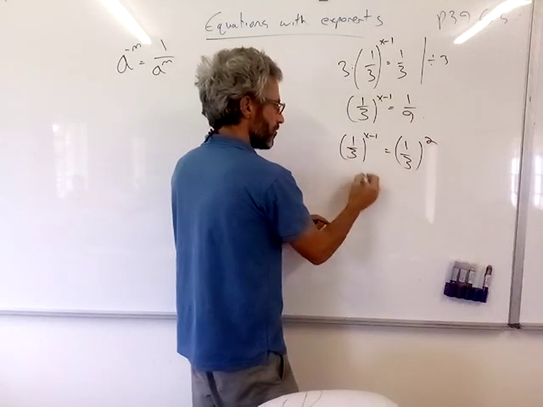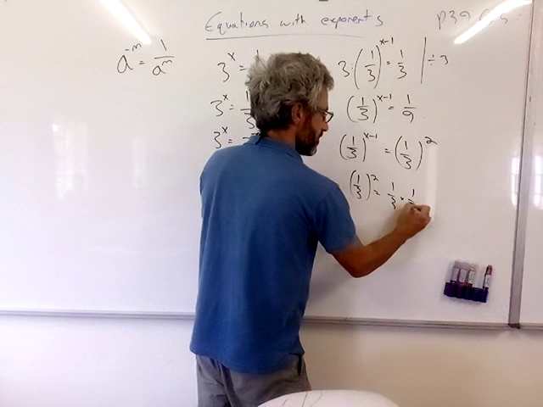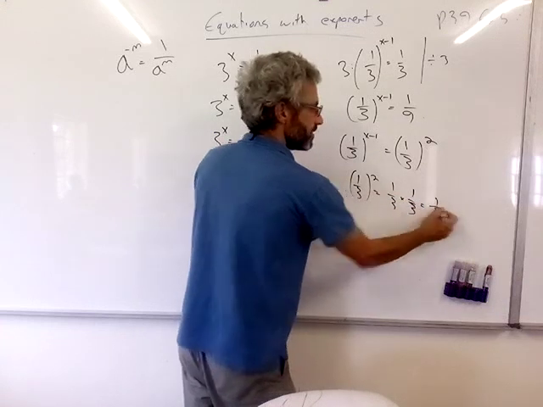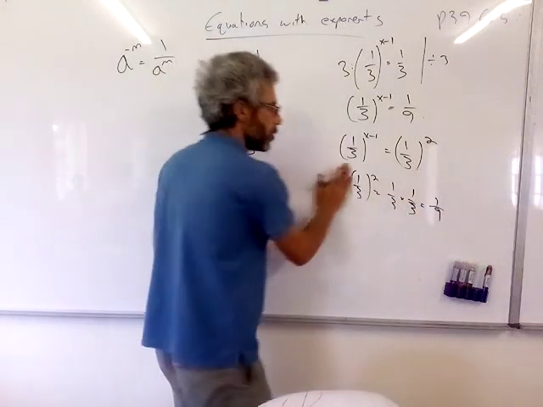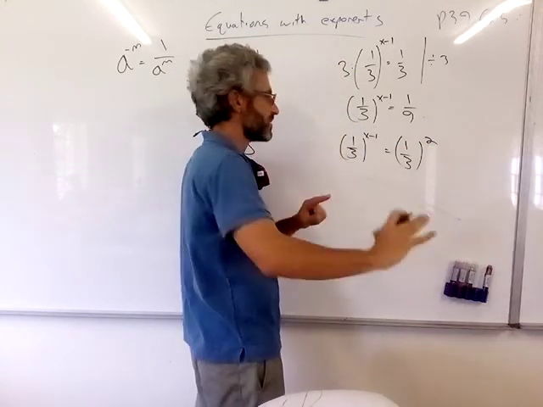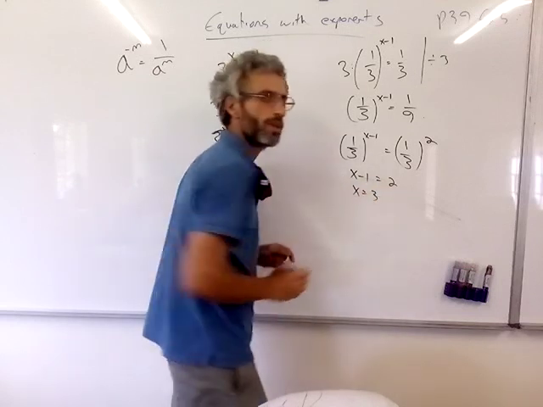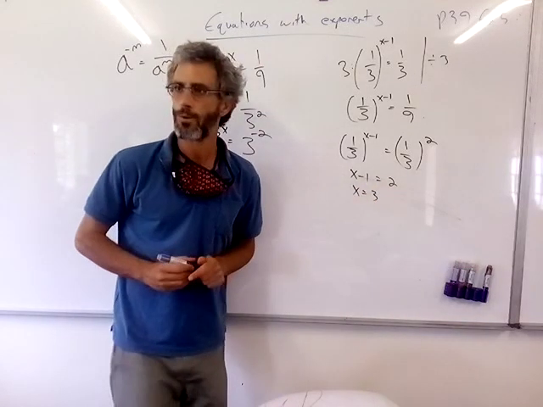What is 1 over 3 squared? It's 1 over 3 times 1 over 3. That's 1 over 9. Okay, can you see that? All right, so no need for that negative exponent. And then again, now I have two bases the same. X minus 1 equals 2, x equals 3. Okay? Right, we'll pause here.